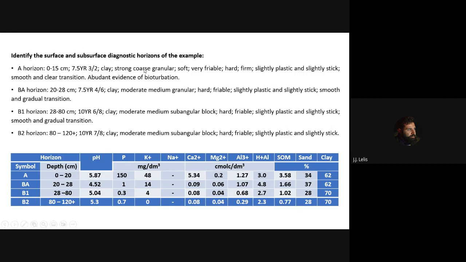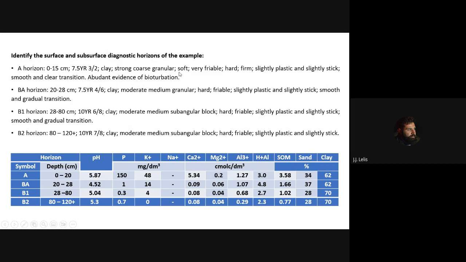It possesses a coarse size, and the peds possess a granular shape, a granular type. So they are related to the incorporation of organic matter, okay? And granular shape is generally related to intense bioturbation. As we can see here, there is evidence of bioturbation in this specific A horizon, okay?